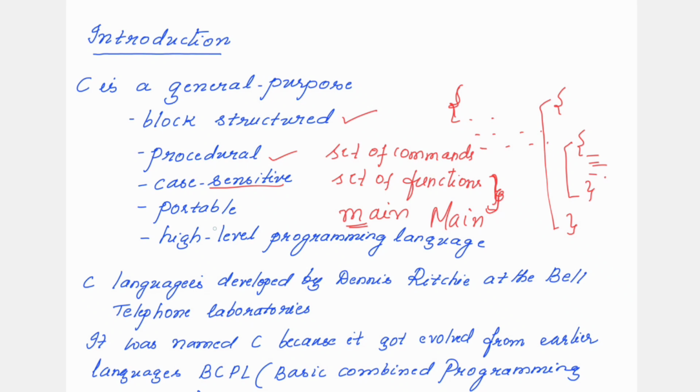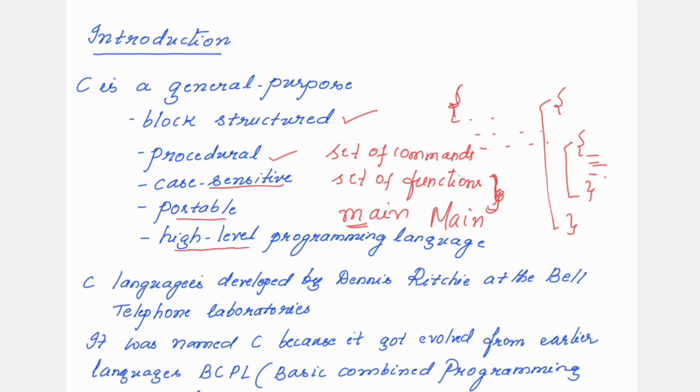Portable, in the sense that you have a program written for a computer, and the same program you can execute on another computer with a different operating system also. If it is possible for you to execute that program with a different operating system, then you say that it is portable. So C is a portable language.